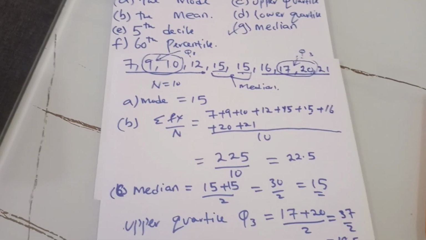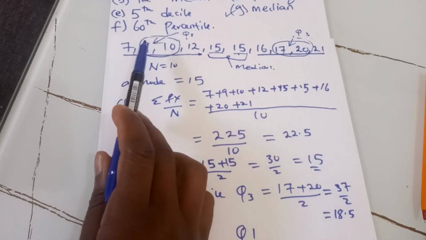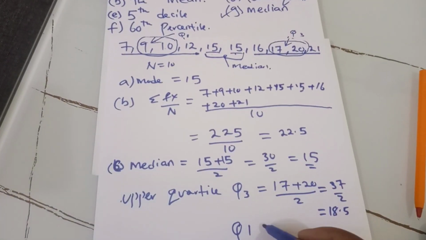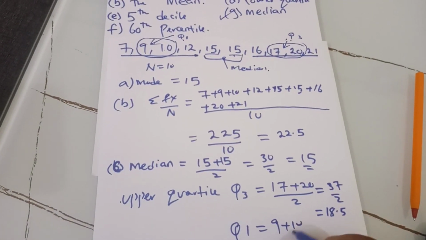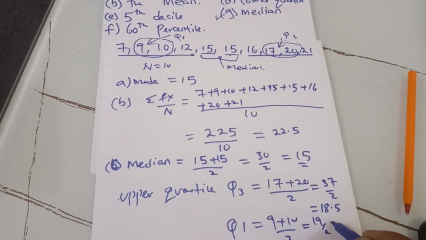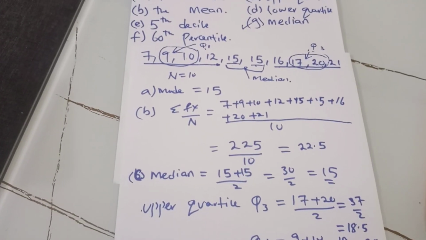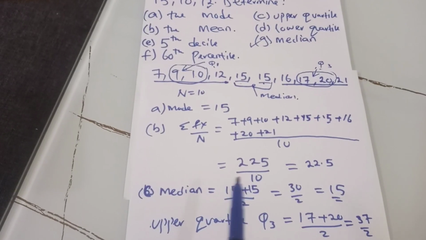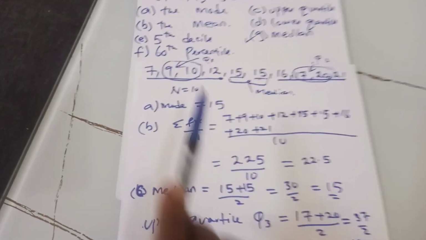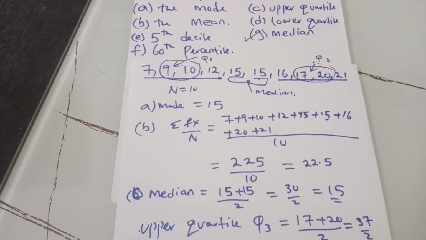So then the lower quartile, the half of 9 and 10. So 9 plus 10, we divide by 2. So this is 19/2. We get 9.5. So 9.5 will be the lower quartile. And at times you are asked about the interquartile range. So we'll take the difference between the upper and the lower.